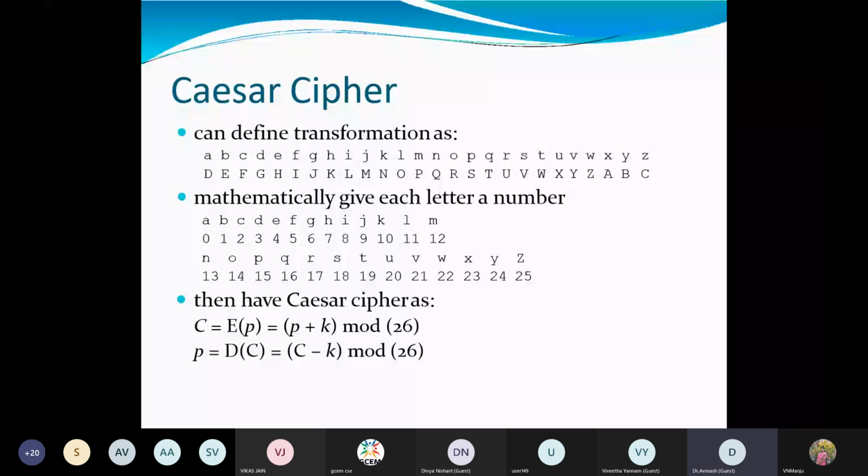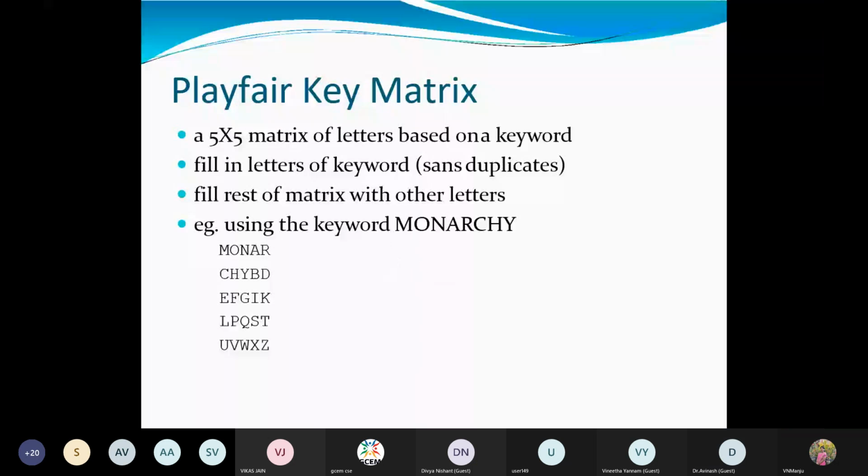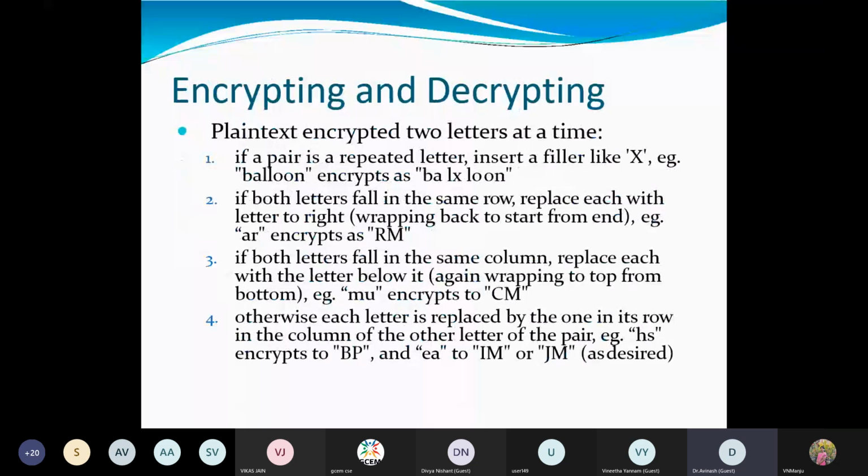This is the Playfair key matrix. Here also you see a 5 by 5 matrix of letters based on a keyword. When we try to convert the word monarchy, we will see how, with the help of the 5 by 5 matrix, we can convert this plain word into the ciphertext. Encrypting and decrypting we are going to discuss here.